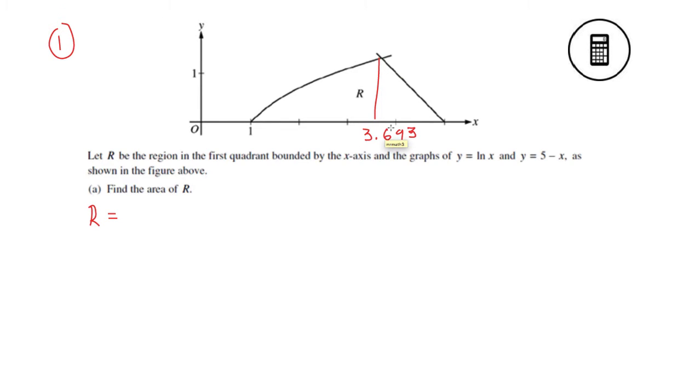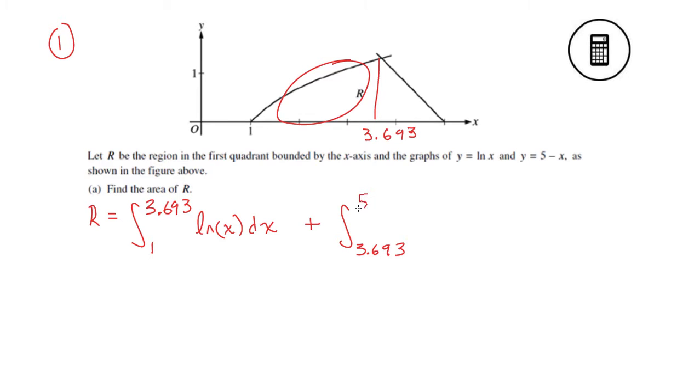All right, so now that we know it's 3.693, I need to find this section, which is just this function. So it's going to be the integral between 1 and 3.693 of this function. This function is natural log of x. And then don't forget our dx. Okay, that's the first section. Now I need to do the second section. The second section is going to start at 3.693, so integral between 3.693 and 5. And that function is 5 minus x. Put parentheses around that, dx.